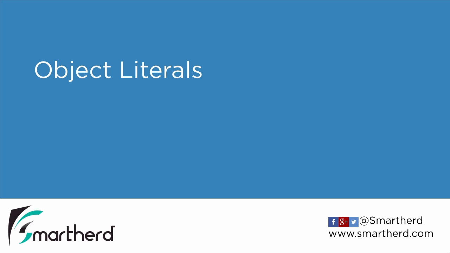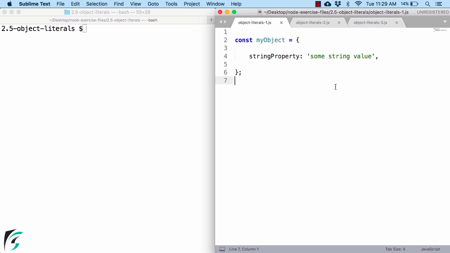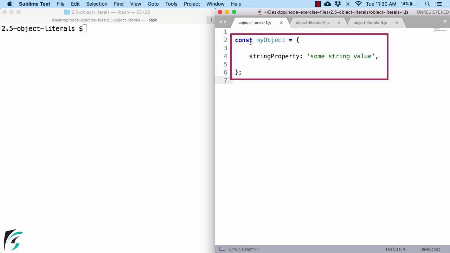In this video, we will talk about how to use object literals in JavaScript. Currently, we are in section 2 and we are about to check out the 5th video of this section. Now in JavaScript, we can define an object in two ways. One of the most common ways to define an object is to use an object literal, which you can see in front of you. We define the const keyword, or you can use var or let, define the object name, and we define the object properties within these two curly brackets.